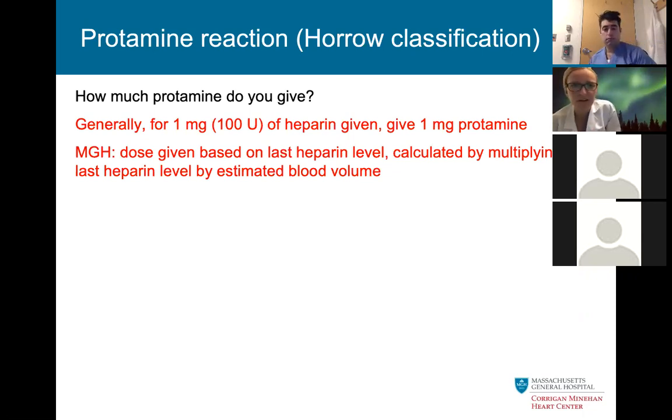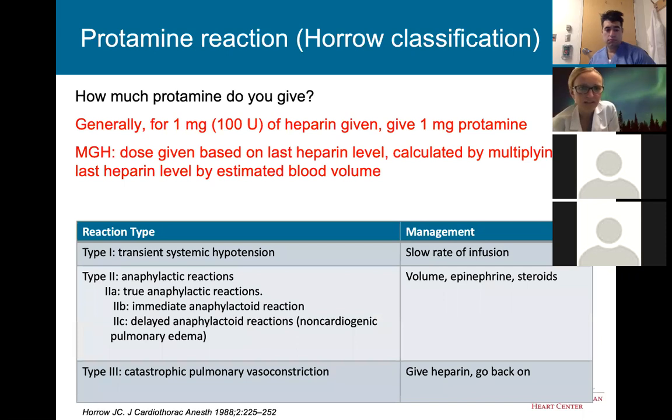For example, I've included the Horrow classification for protamine reactions, which we should be aware of. Type 1, just transient hypotension, type 2, anaphylactic reaction, and then the third one, which is the most catastrophic, pulmonary vasoconstriction, where you would go back on bypass.